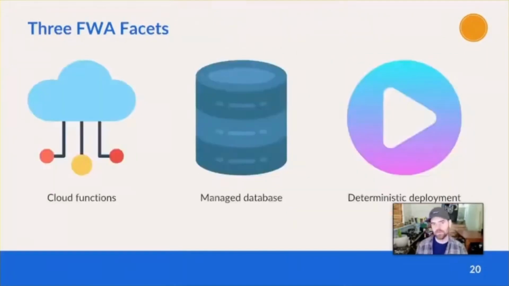This leads to what we call the three facets of an FWA: cloud functions, a managed database, and deterministic deployment. So there's no real framework here. Adhering to these three principles can make your application a functional web app.